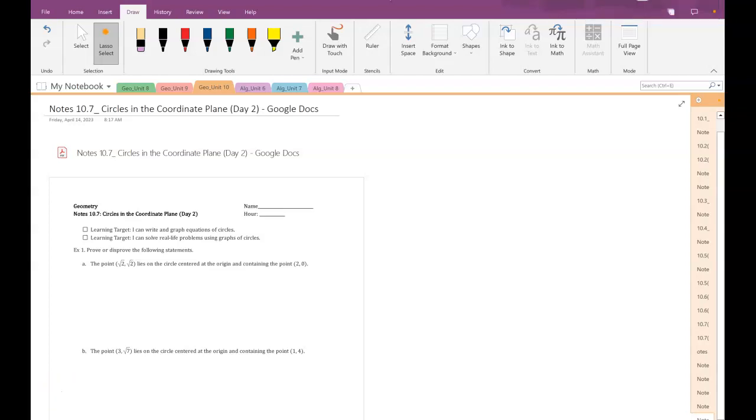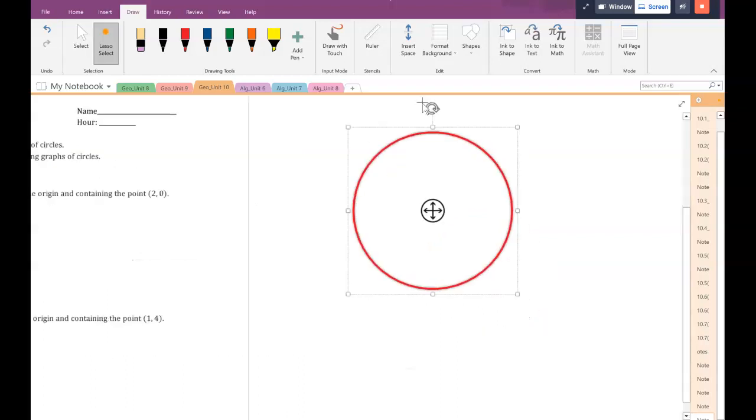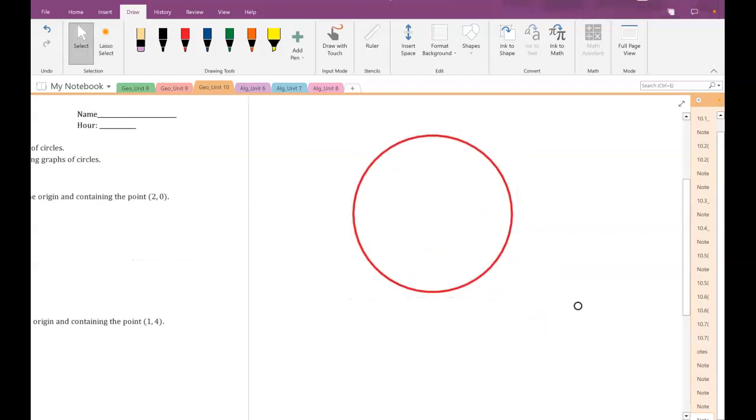Intro piece, we have a circle, right? I can use my fancy circle making tool. All right, we have a circle, and every circle has a center. So this would be the center of our circle. We can call it C.